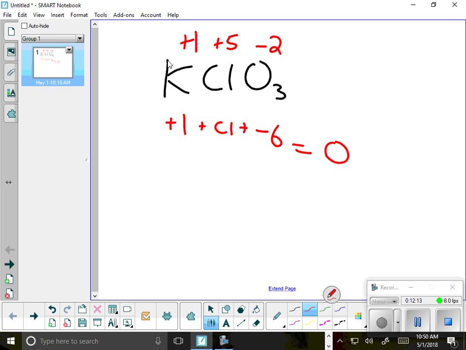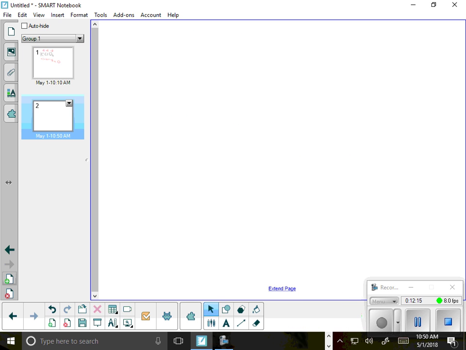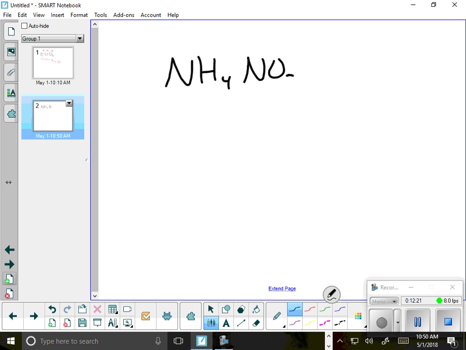Second one's a little bit trickier. I want to do that one with you as well, and then they're going to give you a chance to practice this. Second one gives you ammonium nitrate, NH4NO3. Is there any elements in this formula that we could right away write down its oxidation number for? Hydrogen and oxygen.